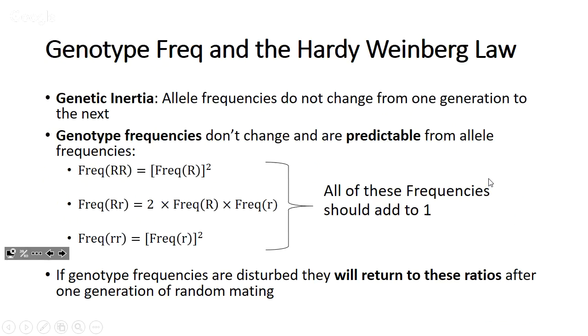First, let's cover this. Okay, so you've got genetic inertia. This is why the Hardy-Weinberg law is the way it is, because allele frequencies just don't want to change from one generation to the next.